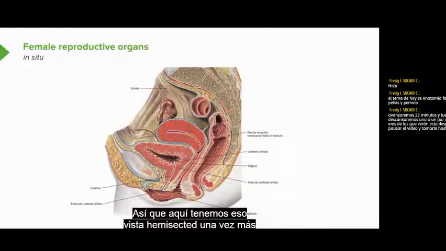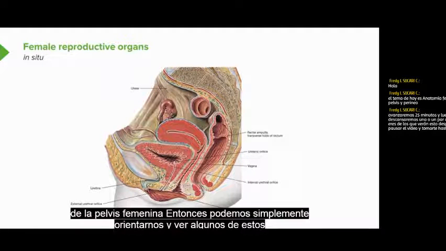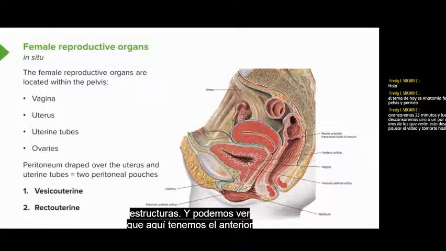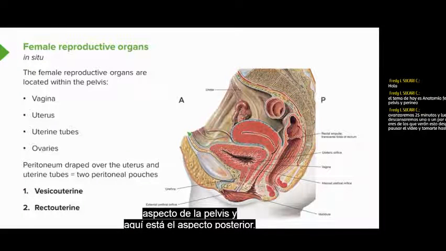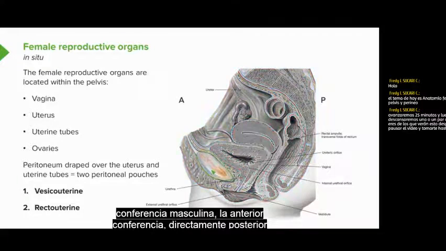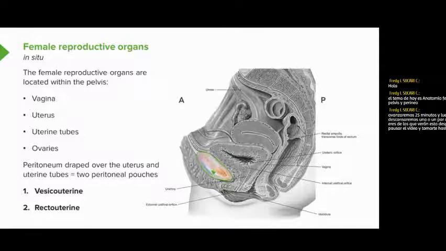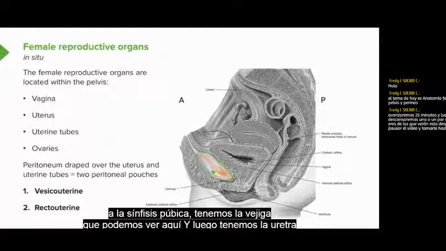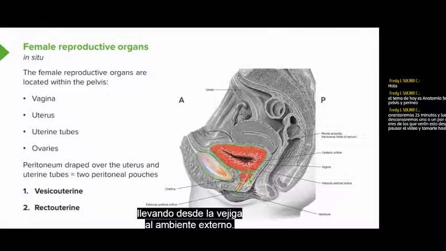So here we have that hemisectored view once again of the female pelvis. So we can just orientate ourselves and see some of these structures. And we can see that here we have the anterior aspect of the pelvis and here's the posterior aspect. In the midline we've got the pubic symphysis, and as we spoke about in the male lecture, in the previous lecture, directly posterior to the pubic symphysis we have the bladder, which we can see here, and then we have the urethra leading from the bladder to the external environment.